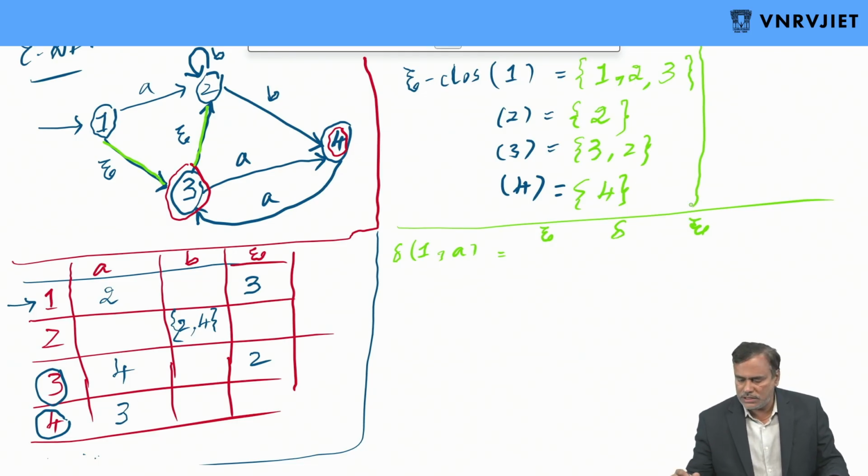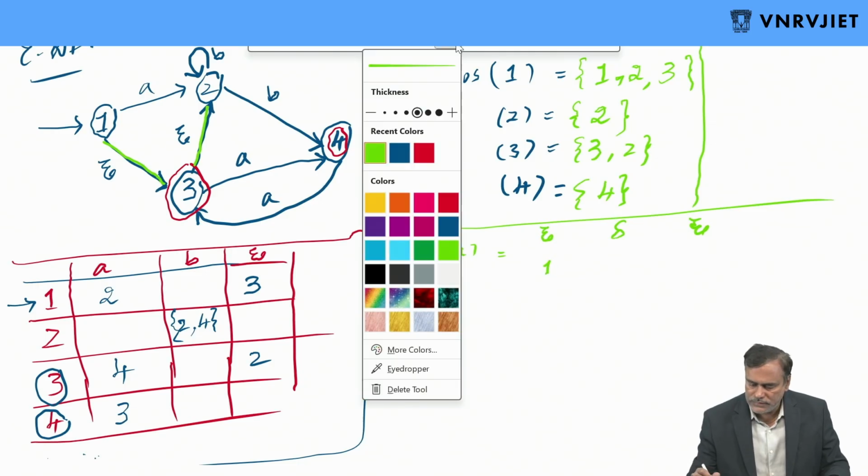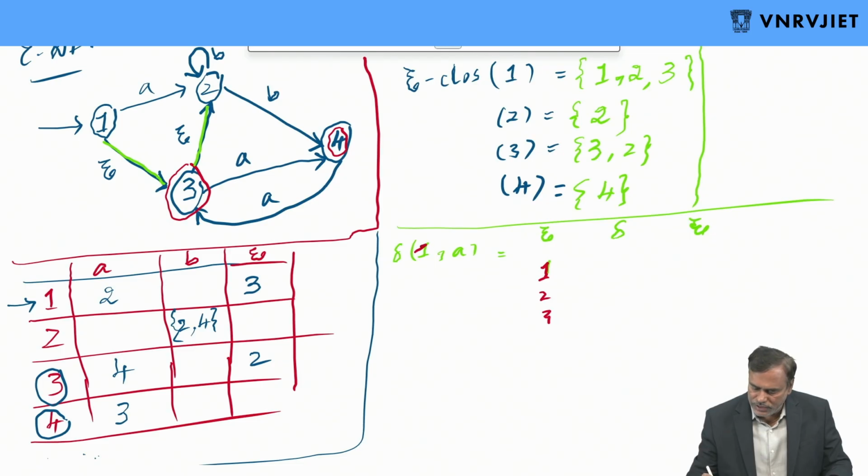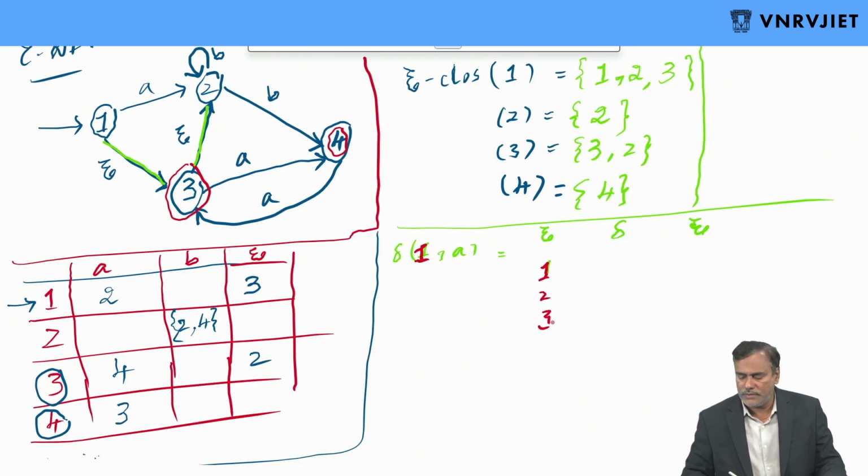Epsilon closure of 1, just now we have found, that is 1, 2, 3. First you are going to get 1, 2, 3. Let me use a different color if you want. Epsilon closure of 1 is 1, 2, 3. Here for what state you are finding? That is 1, right? So, epsilon closure of 1 is 1, 2, 3.